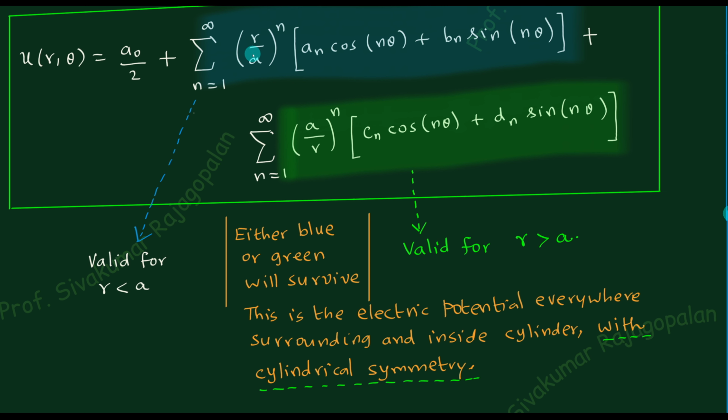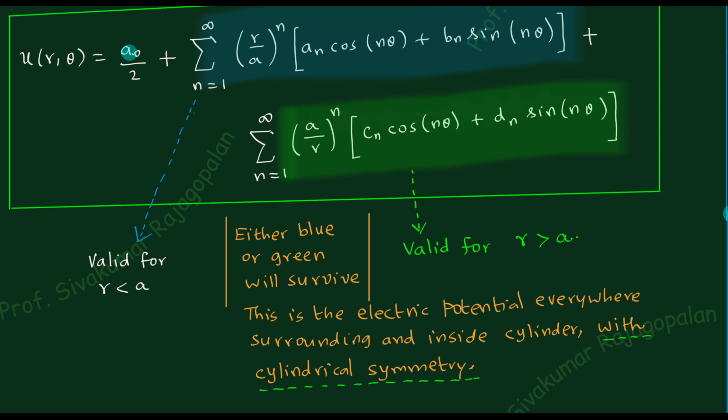The only thing is that you have two terms sitting here. One is r by a to the power n, and then a divided by r to the power n. As I already explained, either the blue color term or the green color term, only one of them will survive when we discuss the electric potential inside the cylinder. That means only blue will survive, and if it is for outside the cylinder, only the green color term will survive.